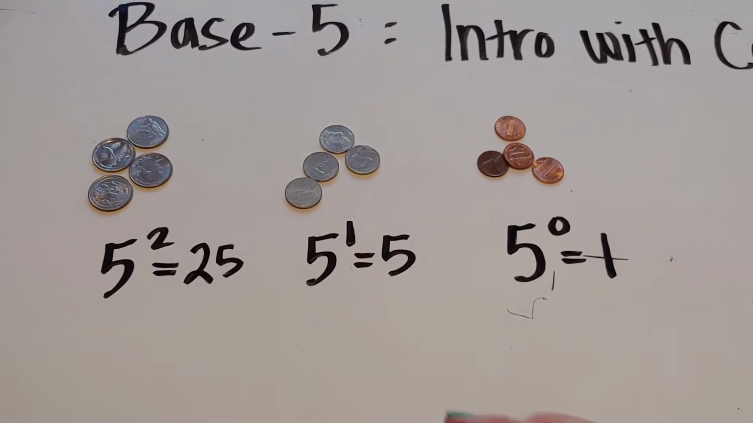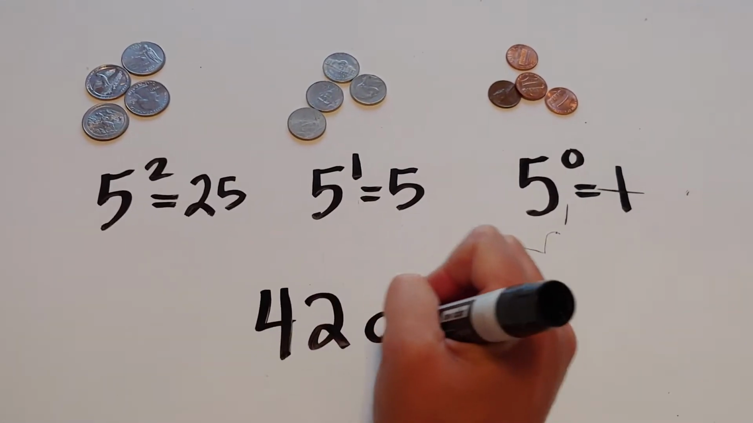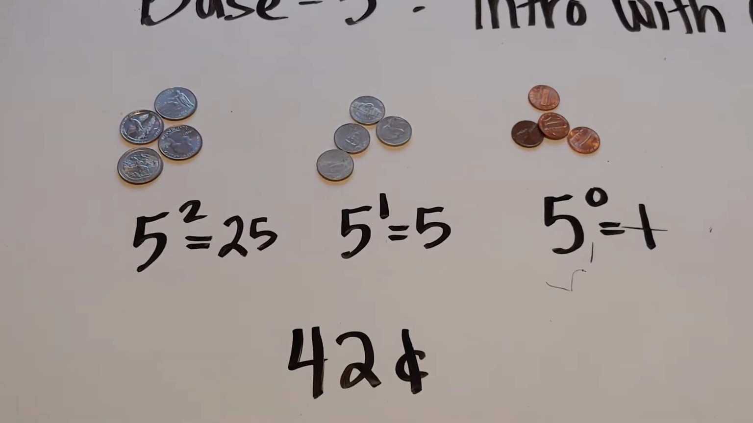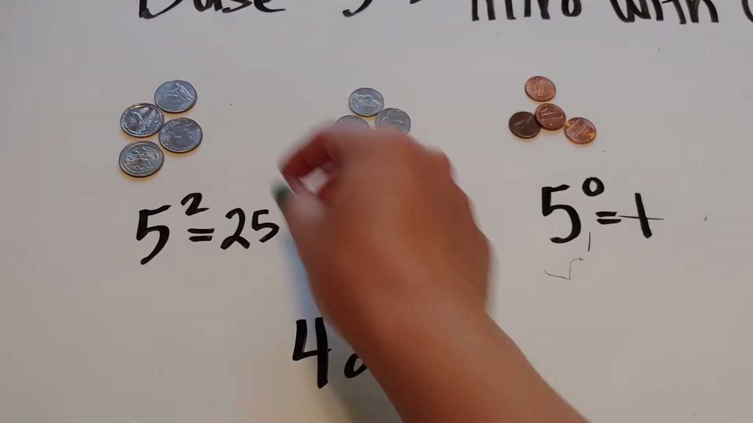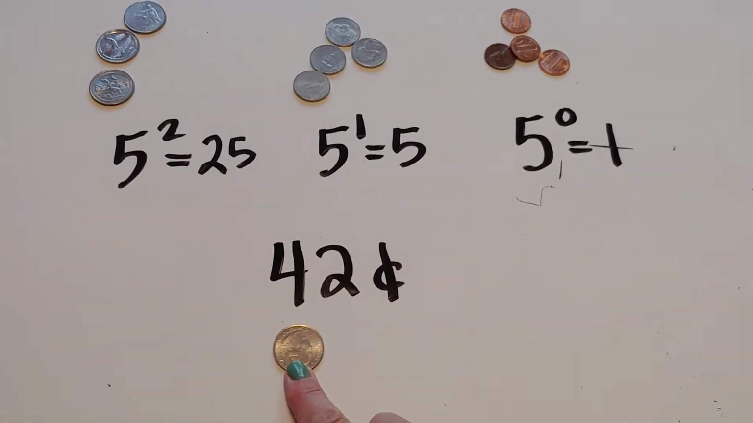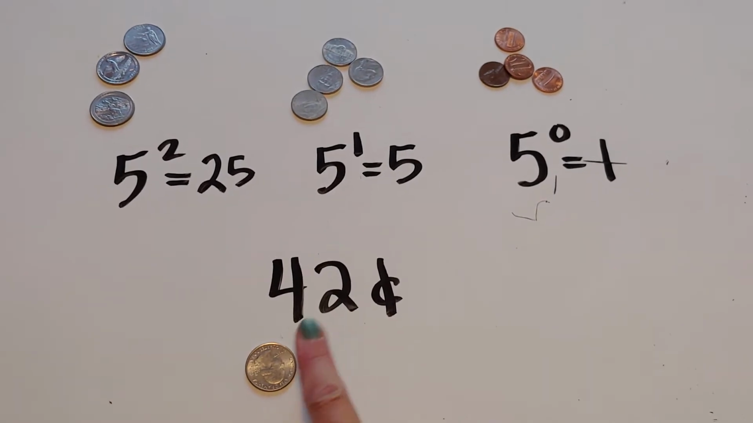Okay, so here's the idea. If I asked us to find 42 cents using what we have here, we're going to figure out how many quarters, nickels, and pennies we need. So let's see. I would need 1 quarter for 25, but if I did 2 quarters, I'd be at 50, which is too much. Okay, so there's 25.